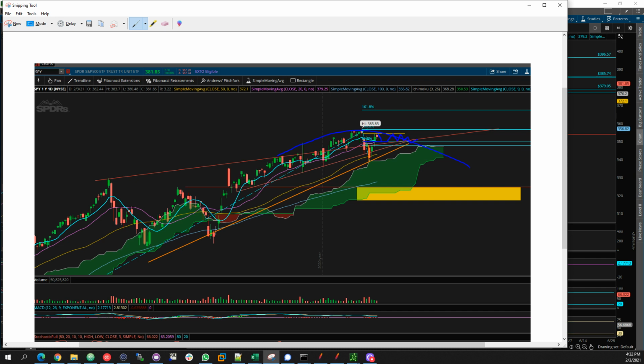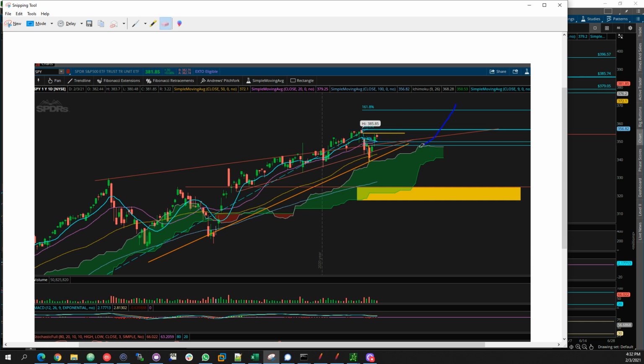Now, if you see this pattern, and if we try to consolidate over the cloud, I'm still not going to call it a rounding top. We might just bounce off the cloud top, which I think is what's going to happen. Okay, so let me go ahead and delete this.